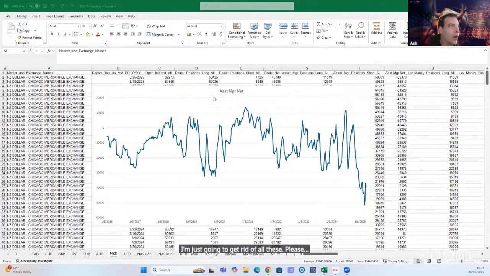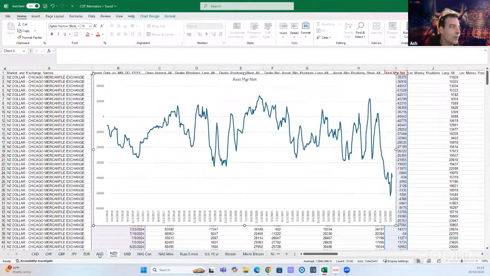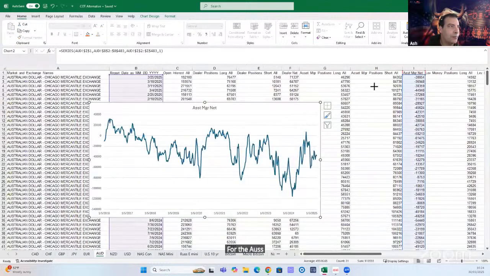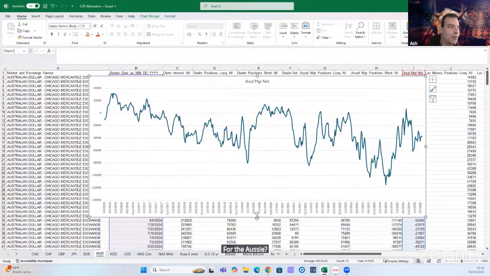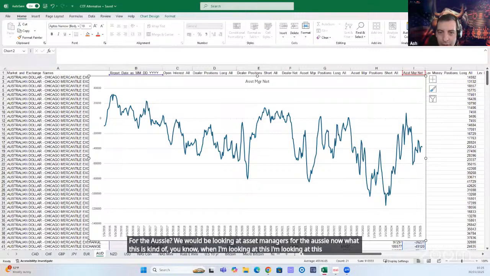There we go. Right. So this is what we got with the COT report for the Aussie. We will be looking at asset managers for the Aussie. Now, what this is kind of, when I'm looking at this, oh yeah, so Linda, I got you.